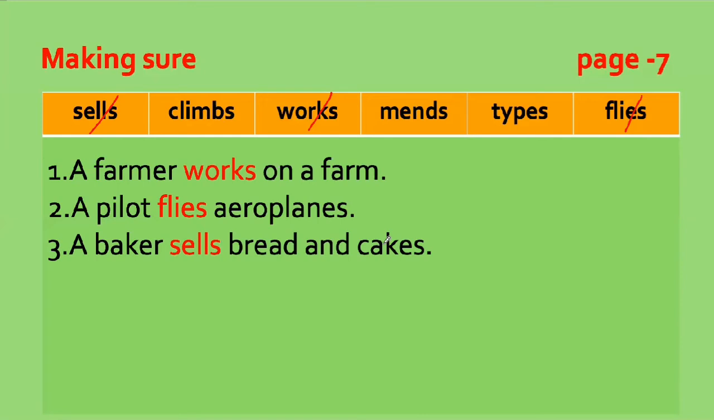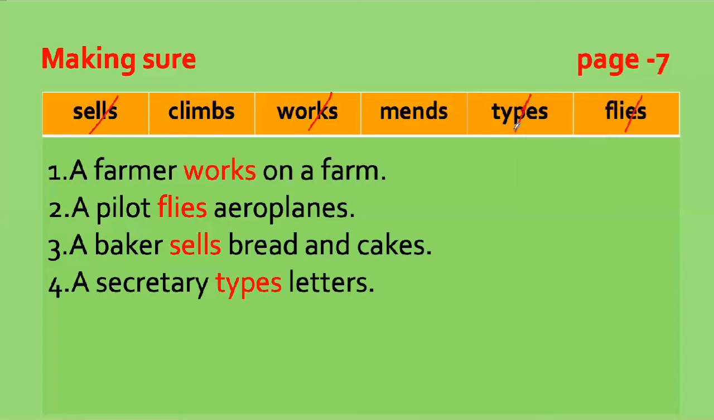Now moving to the next sentence. A secretary. What does a secretary do? A secretary dash letters. A secretary climbs letters? No. A secretary mends letters? No. A secretary types letters. Yes, a secretary types letters. Now let's just cut the verb types.